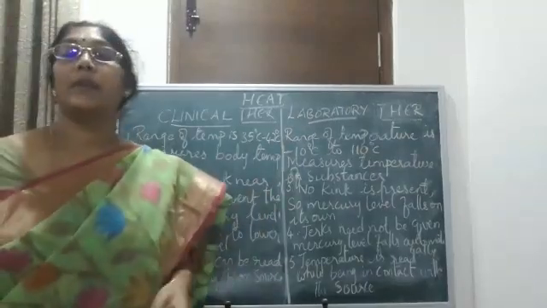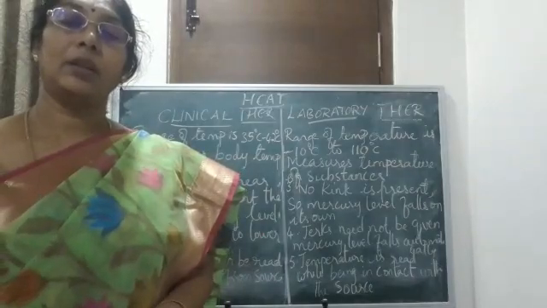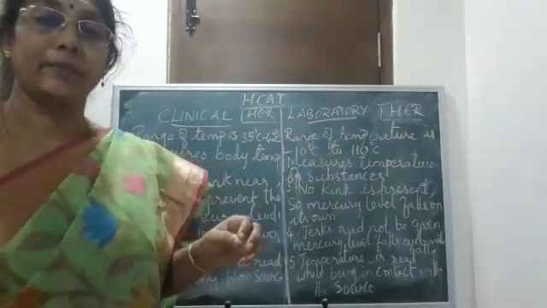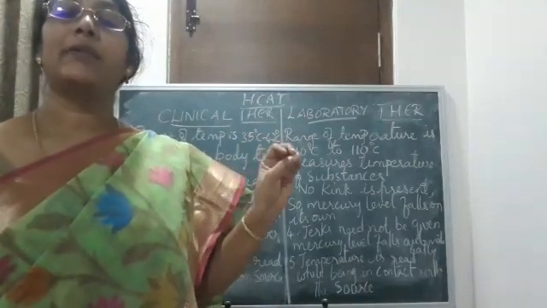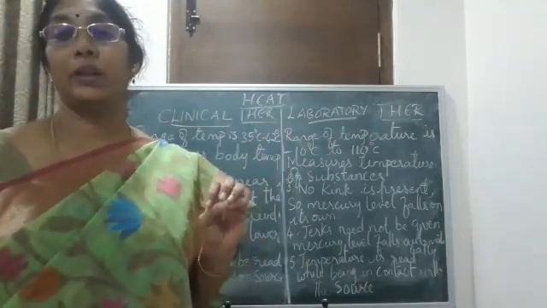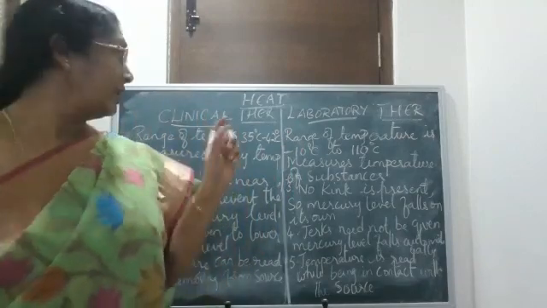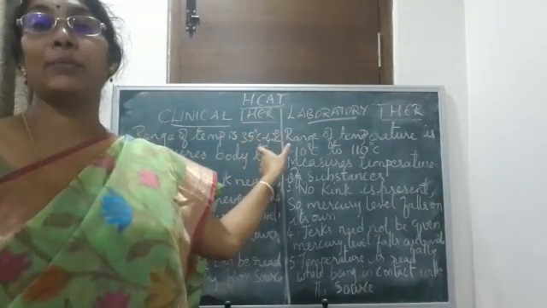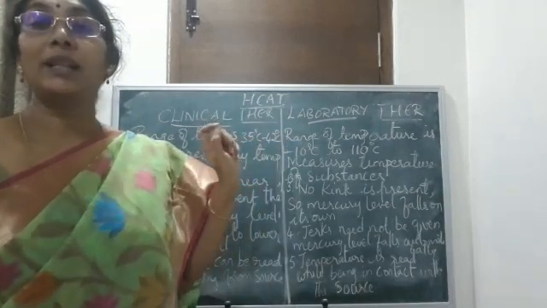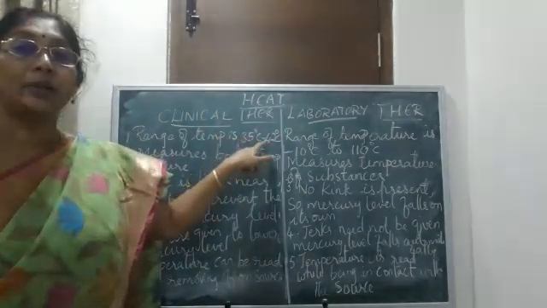What are the differences between a clinical thermometer and a laboratory thermometer? Okay, let's see the differences. In a clinical thermometer, the range of temperature is from 35 to 42 degrees Celsius only. So you can measure a small range of temperature, that is only a 7 degrees Celsius range, from 35 to 42.